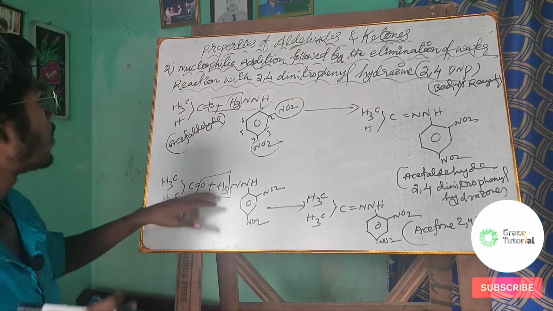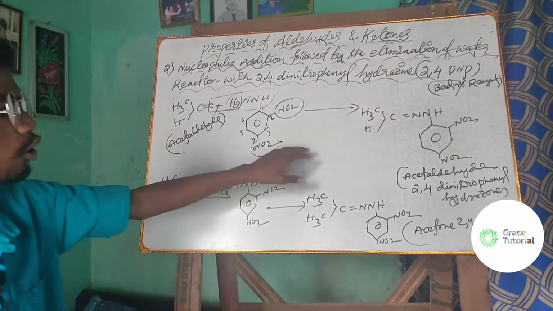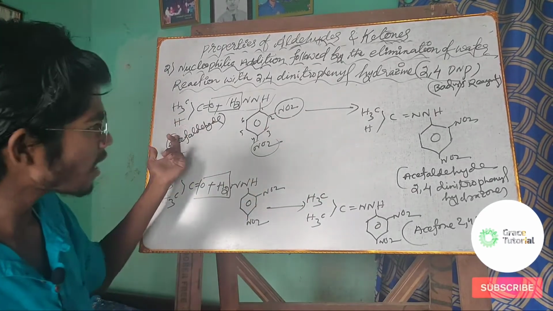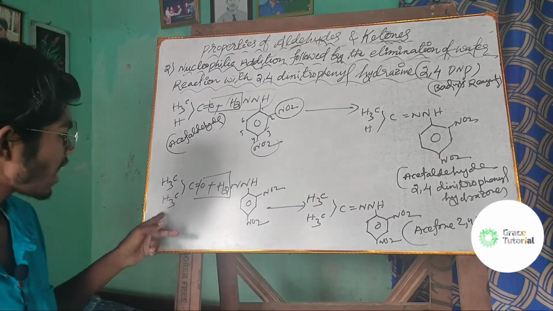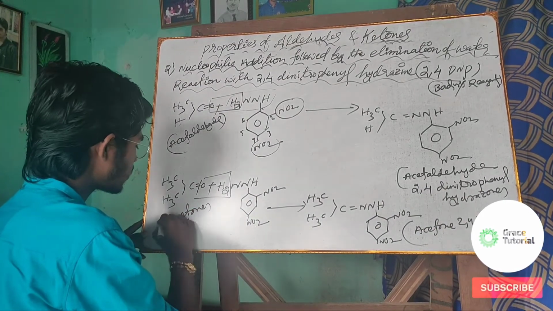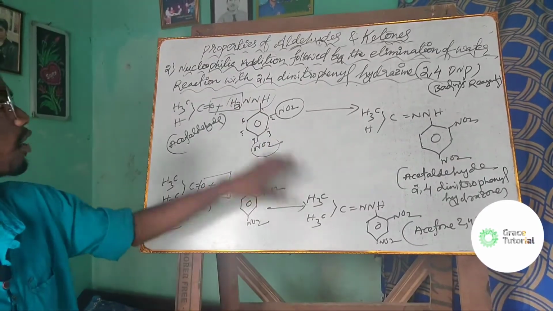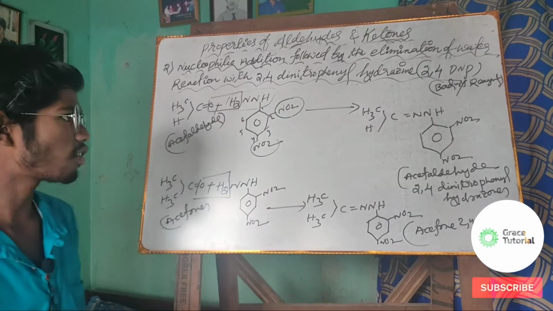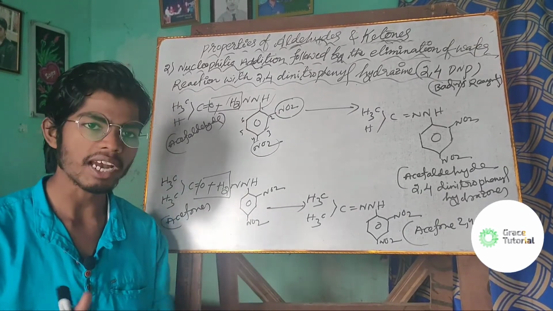So in this way, when there is a reaction with 2,4-dinitrophenylhydrazine, if it reacts with acetaldehyde, acetaldehyde 2,4-dinitrophenylhydrazone is obtained. If it reacts with acetone, then we get acetone 2,4-dinitrophenylhydrazone. So this is all about the reaction with 2,4-dinitrophenylhydrazine, which is Brady's reagent. Now we look at the reaction with semicarbazide.